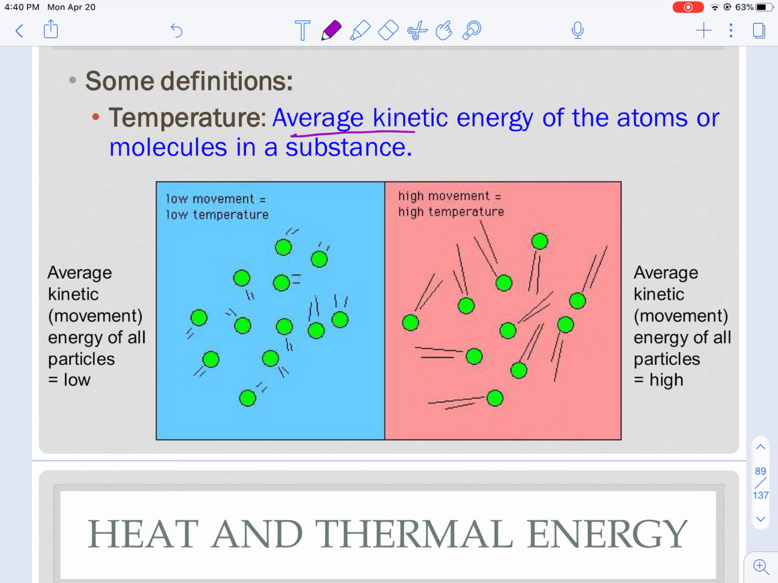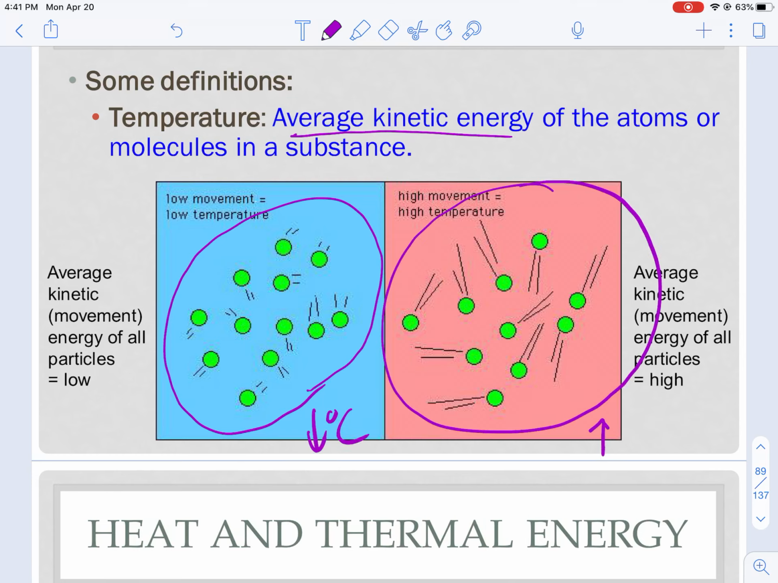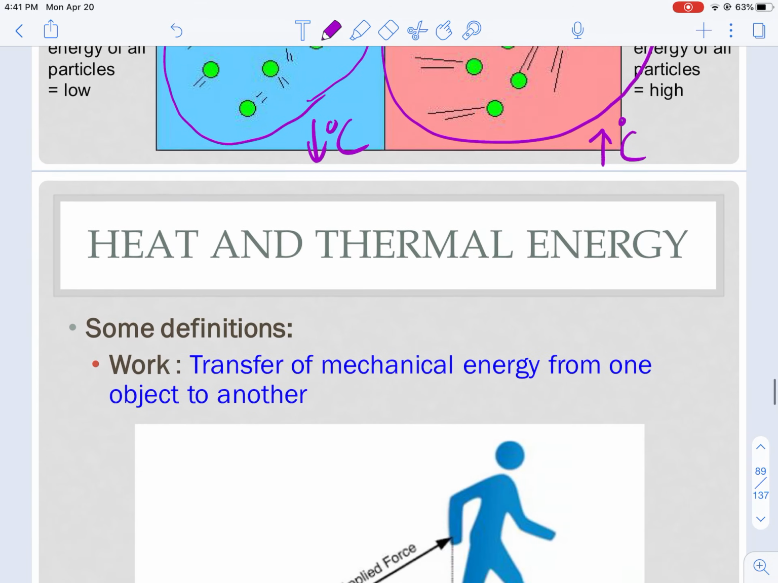So a definition of temperature, always think average energy. Okay, so average energy of the molecules in that substance. If they are average energy lower, they will be a lower temperature. If the average energy, they're moving faster, they will be a higher temperature.